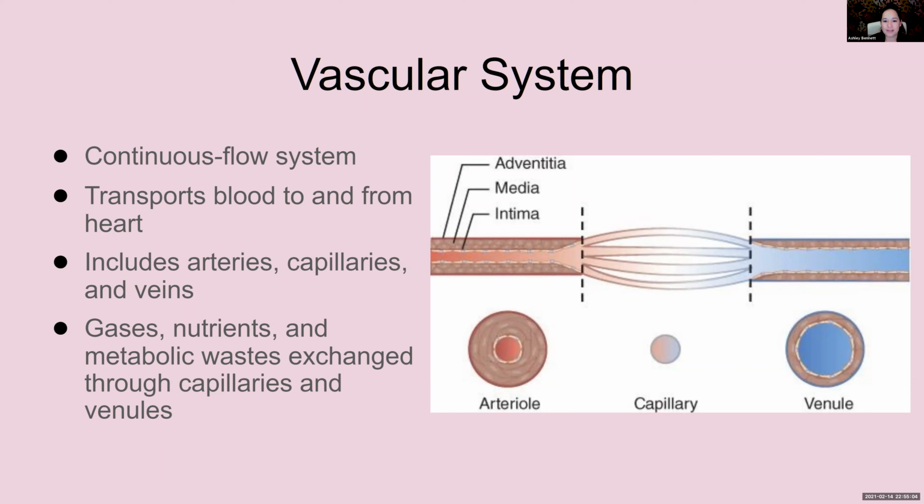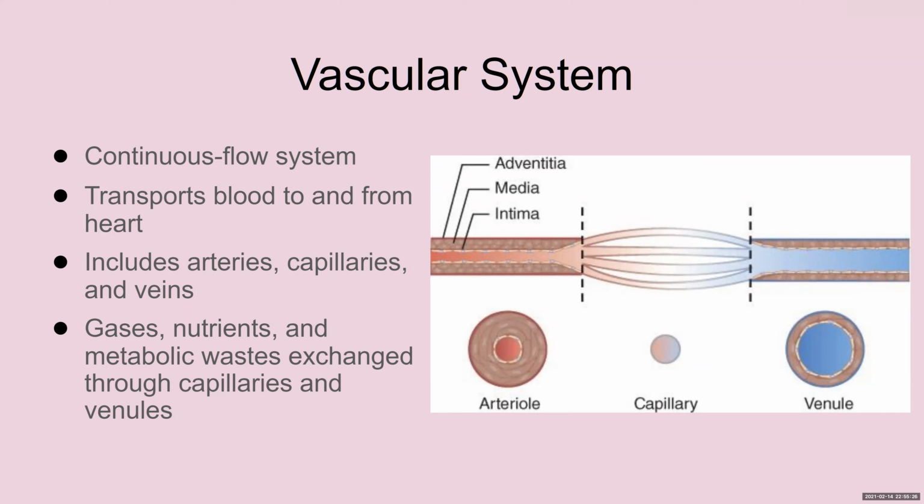Okay, we are going to look at the vascular system and just review a few key concepts. So remember, the vascular system is a continuous flow system. It goes from arteries, arterial, to capillaries, to venules, to veins, and then back to the heart.